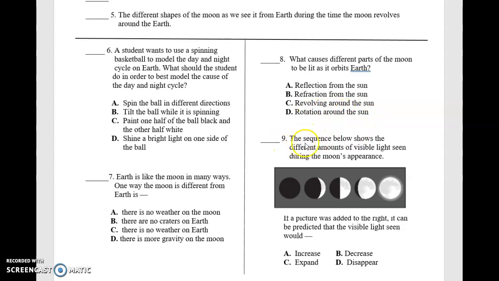Number 9. The sequence below shows the different amounts of visible light seen during the moon's appearance. If a picture was added to the right, it can be predicted that the visible light seen would A. Increase, B. Decrease, C. Expand, D. Disappear.